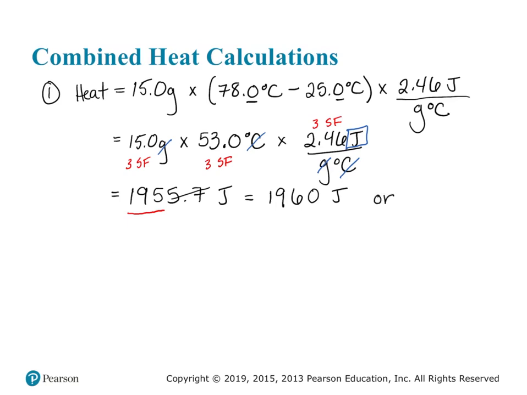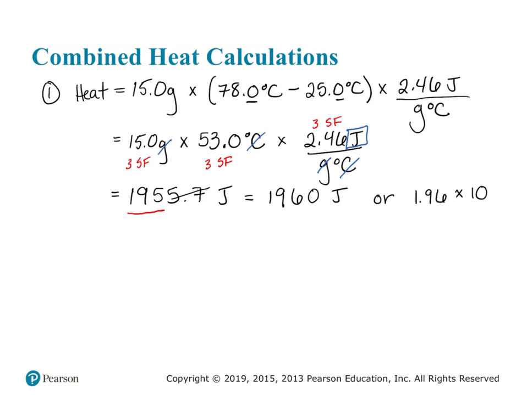Or we could write this in scientific notation. So remember, our coefficient needs to be between 1 and 10 or equal to 1. So we'll write 1.96, and that gives us 3 sig figs. And then we have to multiply by a power of 10 to show the magnitude of the number.